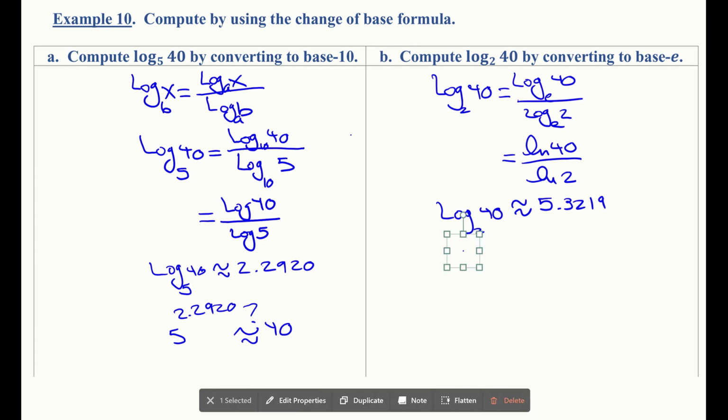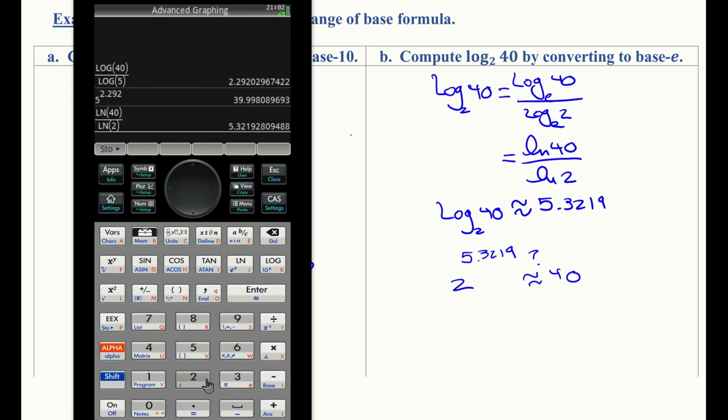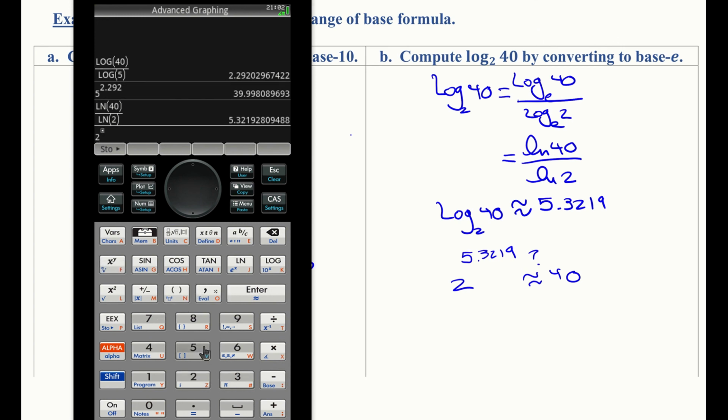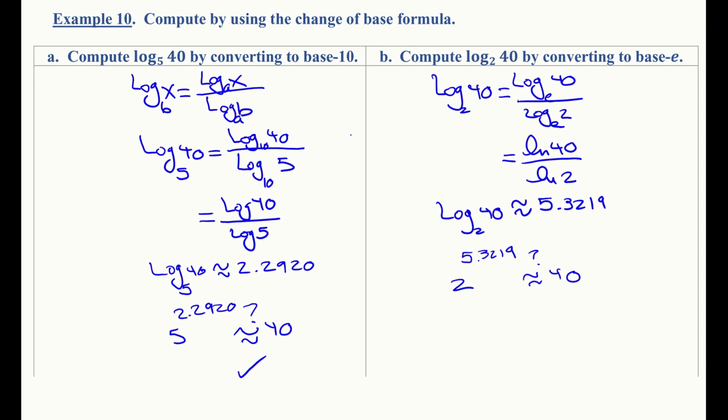We can quickly check it by taking 2, raising it to the power of 5.3219 to see if we get approximately 40. It checked out on the left side. Let's see if we did this one correctly too. So we go ahead and type in 2 to the power of 5.3219, enter, and we do indeed get something very close to 40. So this one checks out too. So that's how you use the change of base formulas.